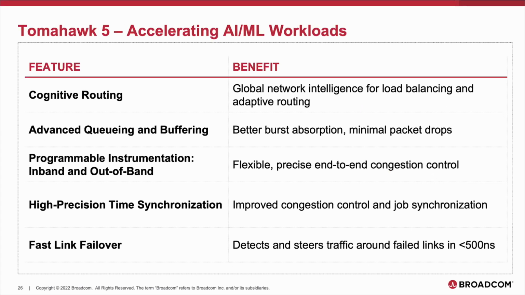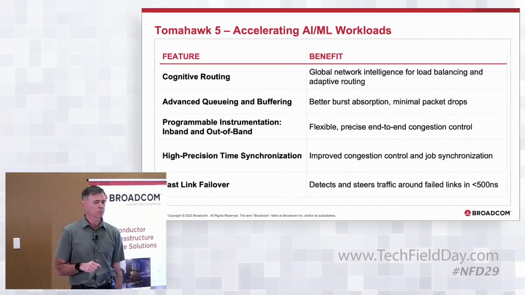So some of the features we have: what we call cognitive routing. This is a suite of capabilities that improves the routing for all workloads, and in particular accelerates AI/ML workloads. I'll get into that in pretty good depth in subsequent slides. Advanced queuing and buffering: we'll get into the queuing and buffering architecture, and how that provides some improvements as far as minimizing packet drops.